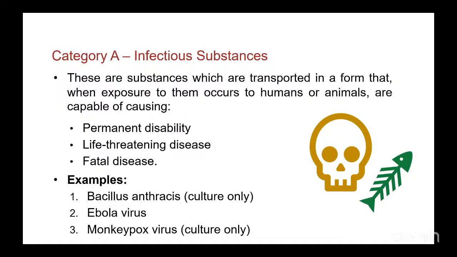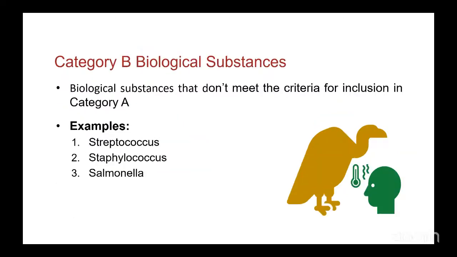They can be life-threatening diseases, can be fatal diseases. Examples are Ebola virus, monkeypox virus, and Bacillus anthracis for the culture only. All these are known as what? Infectious substances. Category B is biological substances.